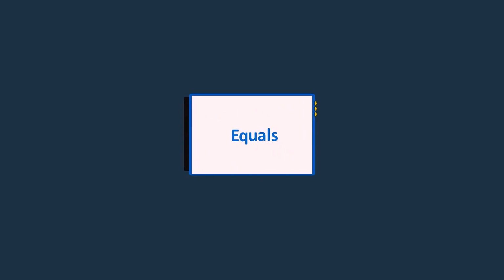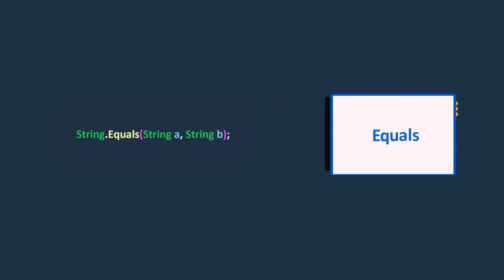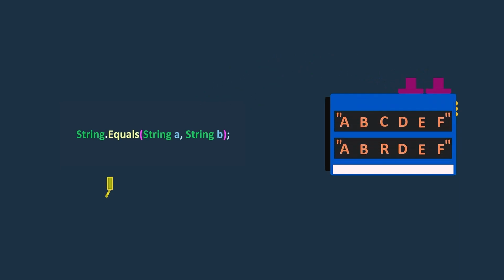Hello everyone, welcome back. In this lecture, we're gonna discuss equals method. In C#, the equals method can be used in both static and non-static context. This is the syntax of the static equals method. This method is used to determine whether two string objects have the same value or not. Basically, it checks for equality. If both strings have the same value, it returns true, otherwise returns false.